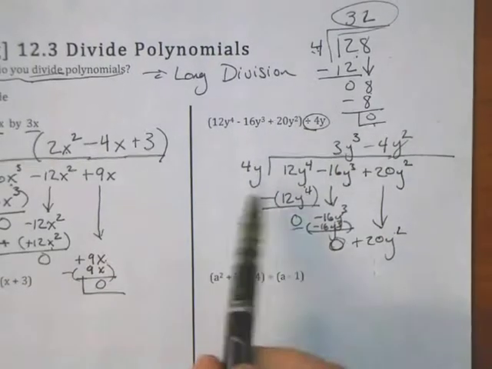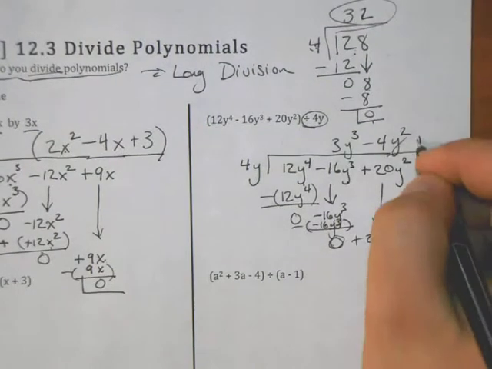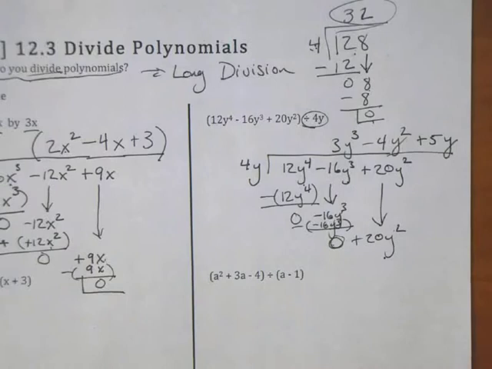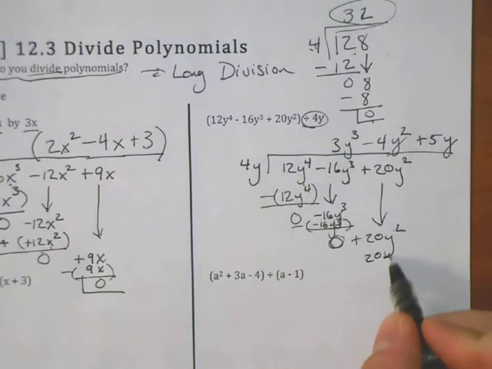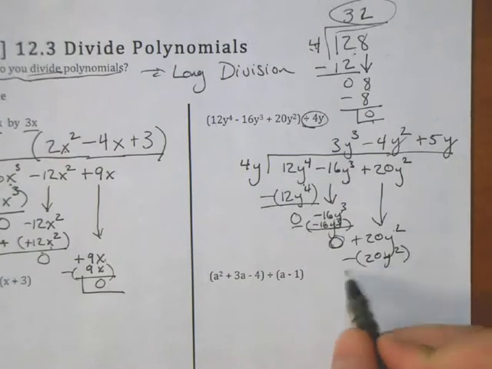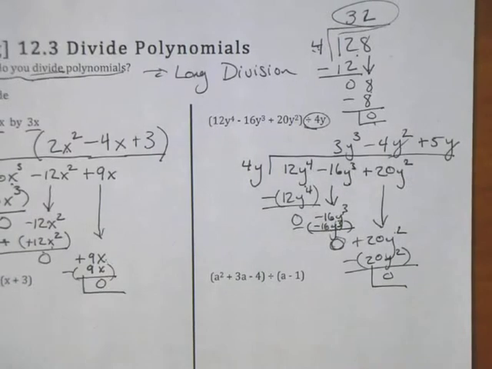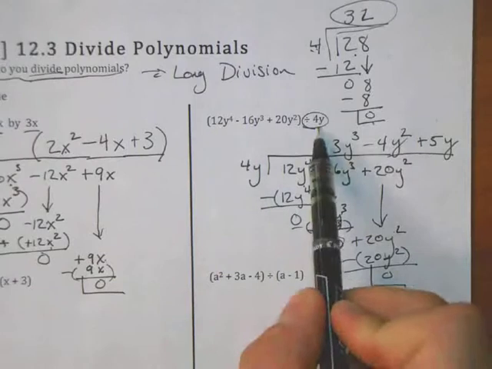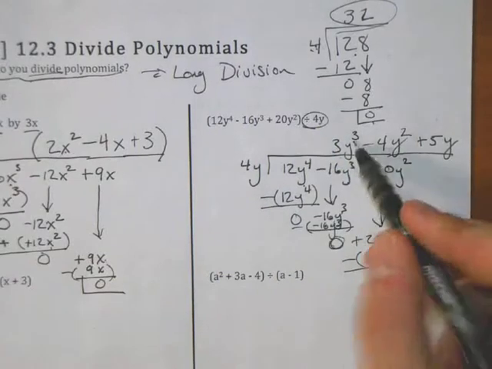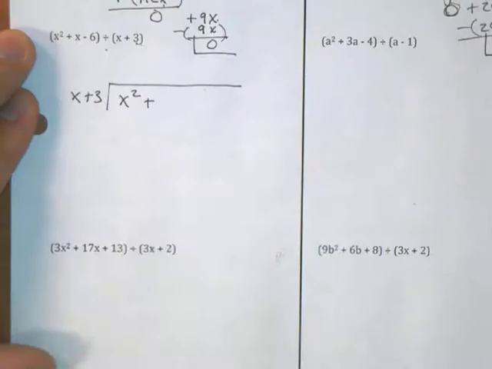Bring down, start over. What times 4y is 20y squared? 5. 4y times 5y is 20y squared. Subtract these. Is there anything else to bring down? Nope, there's your remainder. So the answer to this polynomial divided by 4y is 3y to the third minus 4y squared plus 5y.